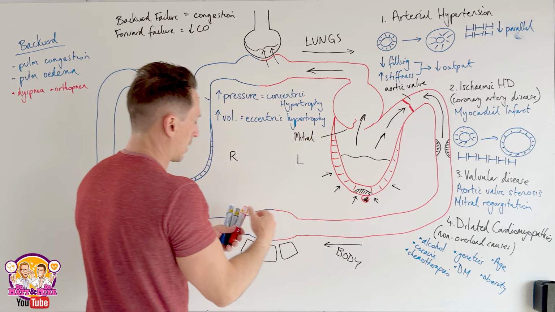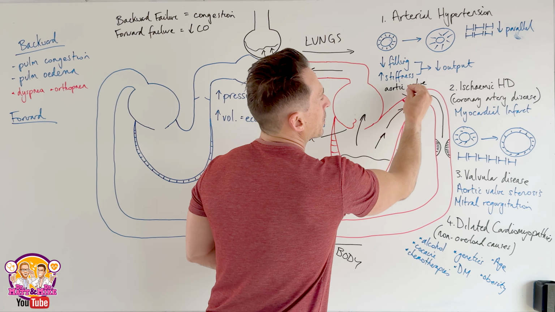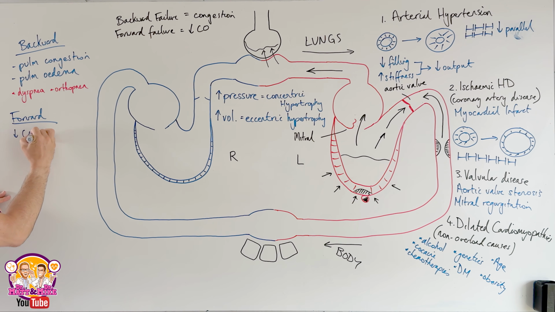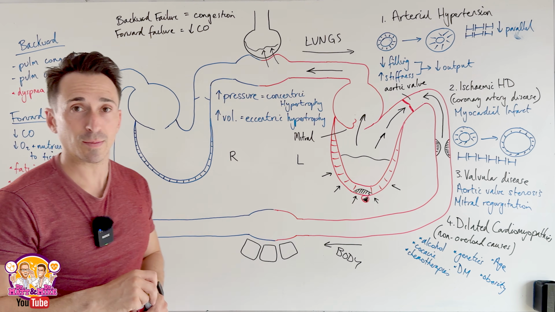What are the forward failure effects? So let's have a look at the forward failure effects. Well, because you've got a reduction in blood flow going forward, right, you've got a reduction in cardiac output. You end up getting less oxygen and nutrients to the tissues, including muscle. So what you end up getting is what? Fatigue, right? Exhaustion, weakness. So fatigue, weakness. And it might be exercise or even non-exercise induced, depending on the degree, right? Exercise or non-exercise induced. Again, can't spell induced. So that is a set of symptoms that can happen due to the forward failures.